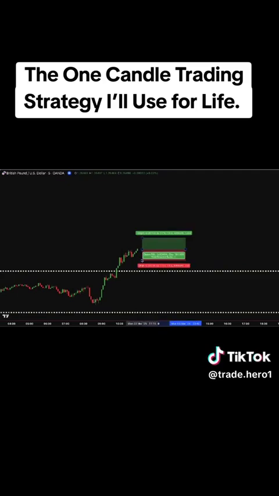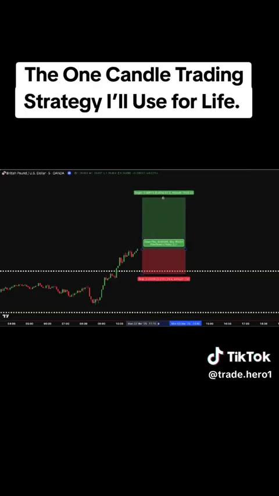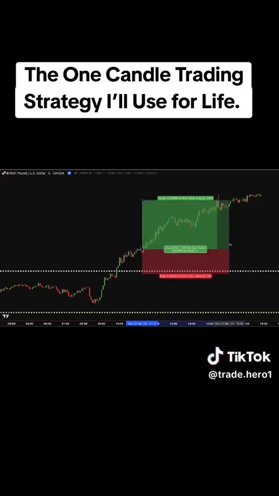Place your entry at the close of the candle that breaks above the compression candle. Set your stop loss just below the hourly resistance level, which is now acting as support. Target the next logical level, always aiming for at least a 2-to-1 reward to risk ratio. And now, look at what happened next. The market broke out, continued higher, and hit our target perfectly.